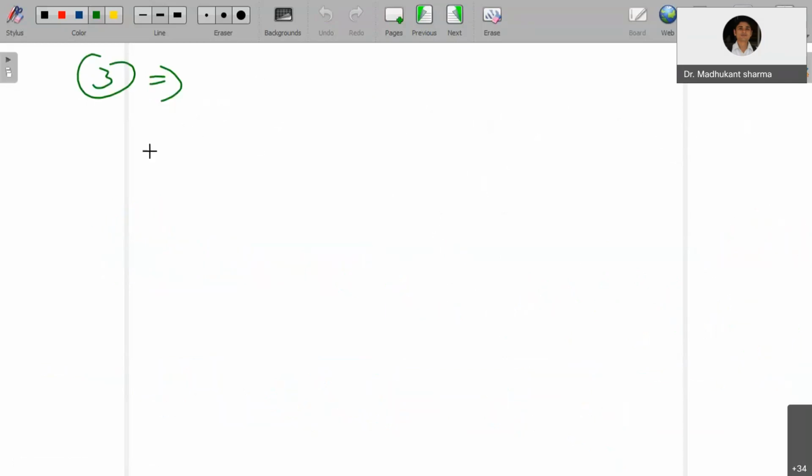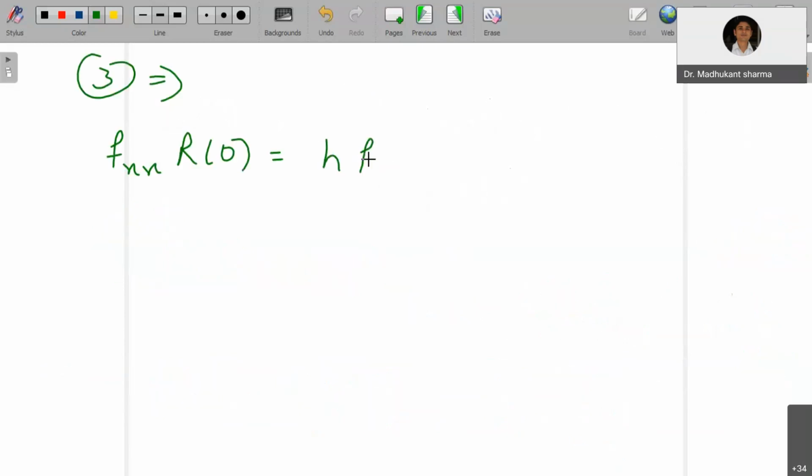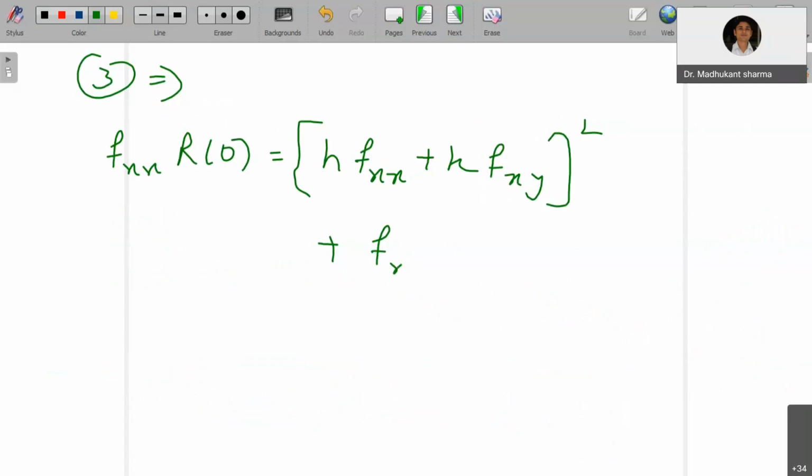What will 3 give you? 3 implies fxx into R at 0 is equal to, if you look carefully, h square fxx whole square. Now here is 2hk fxy fxx, so I will add k times fxy whole square, and then it becomes the whole square of the following, which you can easily verify: h fxx plus k times fxy, whole square. Add and subtract, plus the other term, k square times fyy fxx minus... what you will get is fxx into fyy minus fxy whole square times k square.